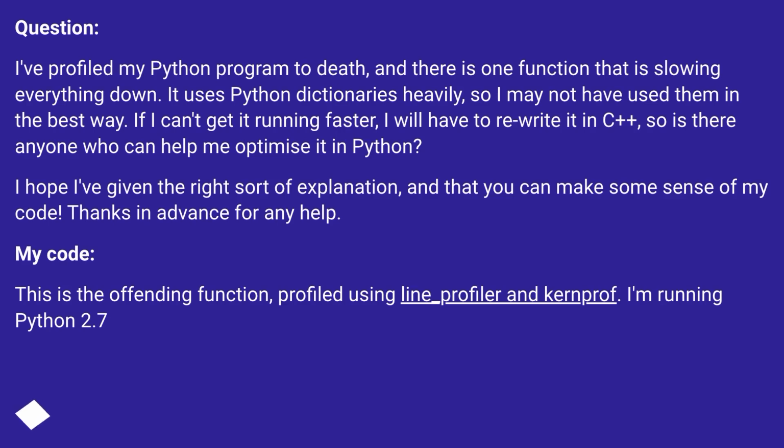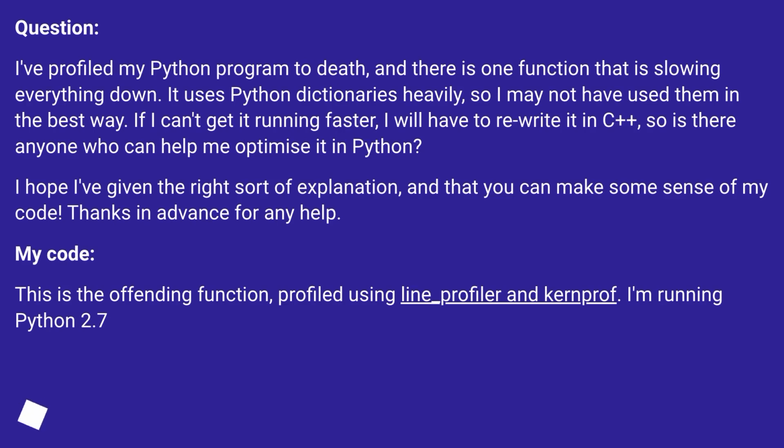Question. I've profiled my Python program to death, and there is one function that is slowing everything down. It uses Python dictionaries heavily, so I may not have used them in the best way. If I can't get it running faster, I will have to rewrite it in C++, so is there anyone who can help me optimize it in Python? I hope I've given the right sort of explanation, and that you can make some sense of my code. Thanks in advance for any help.